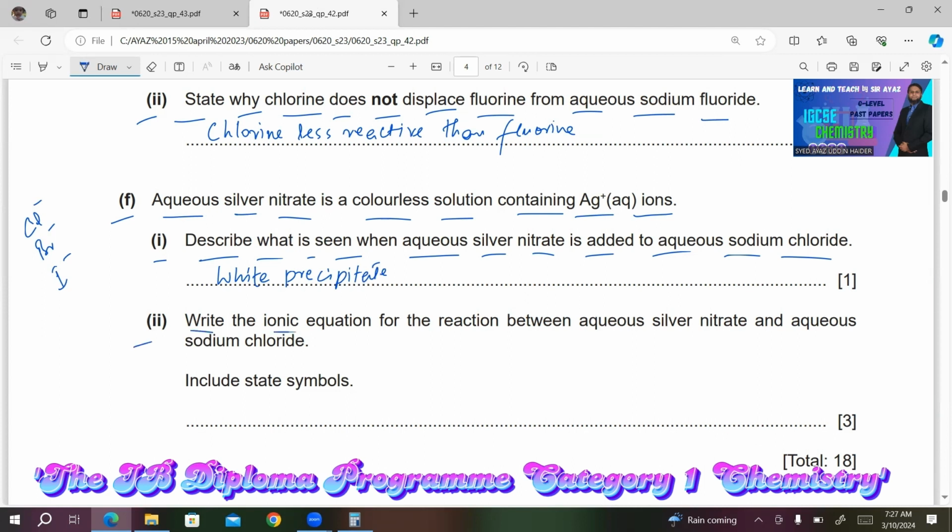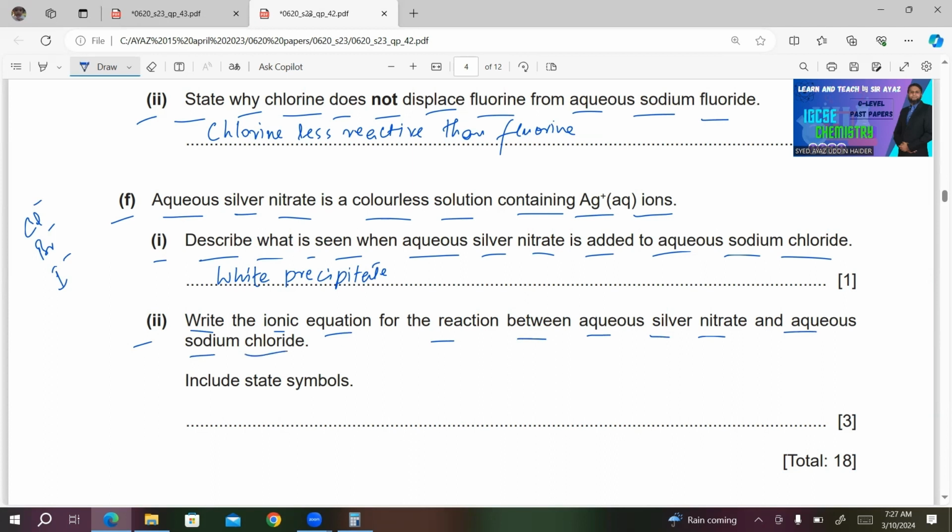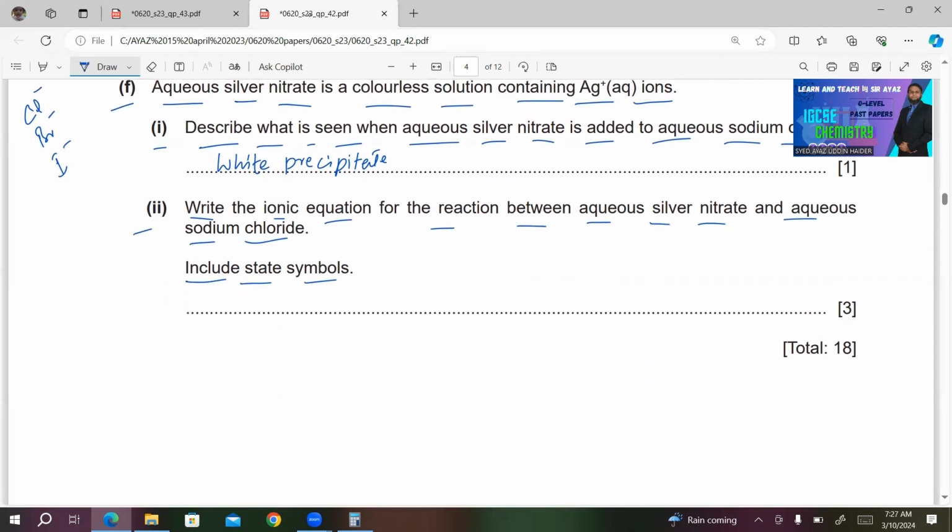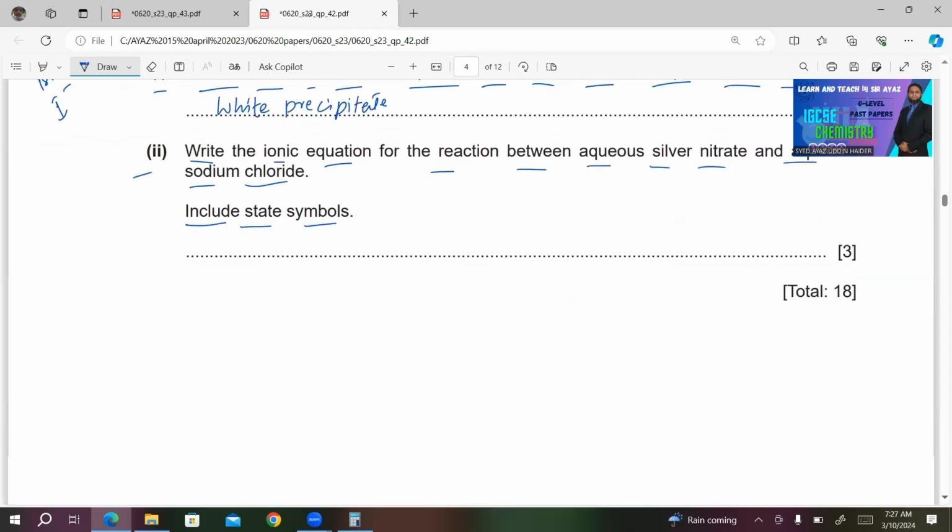Number 2, write the ionic equation for the reaction between aqueous silver nitrate and aqueous sodium chloride. Include state symbols. So here we have a reaction between silver nitrate and aqueous sodium chloride. The formula for aqueous silver nitrate is AgNO3, aqueous, plus sodium chloride. Sodium in group 1, chlorine in group 7, so the valency will be 1 for both of these. The final formula will be NaCl, aqueous.